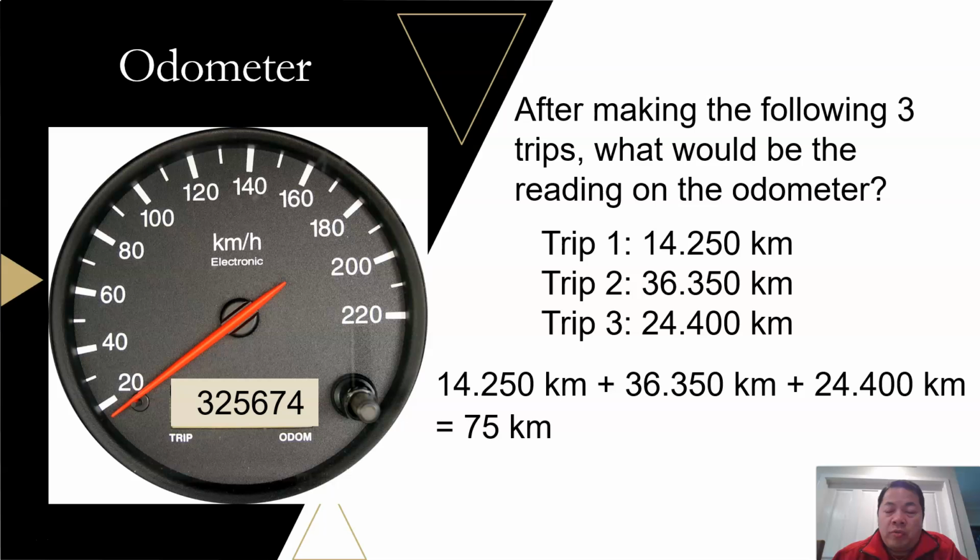The good thing about the odometer is it will tell you how much the vehicle has traveled in total. It's a very important reading, because for every 10,000 kilometers, you need to service your car. That's the reason why the odometer serves as a reminder of when you need to service your car. Since the original figure was 325,674 kilometers, you need to add 75 kilometers to it. That's how you get 325,749 kilometers.